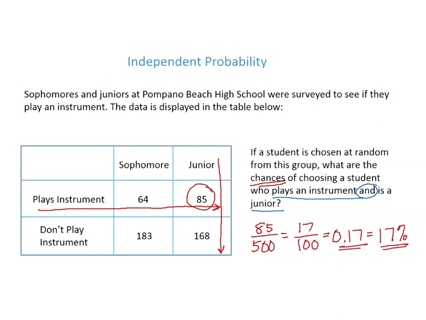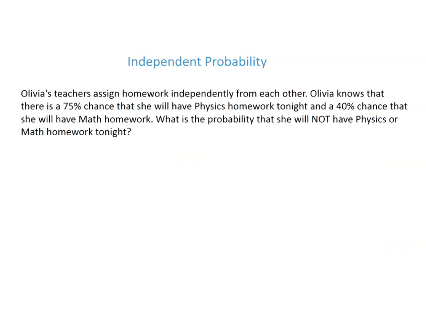And again, it depends on how the answer choice is written, whether you need it as a decimal or as a percent. And just like I said before, you don't have to do this step. You can go straight from here and do 85 divided by 500 and get 17 hundredths, get 0.17 as a decimal on your calculator. And then you can convert that to a percent if needed.